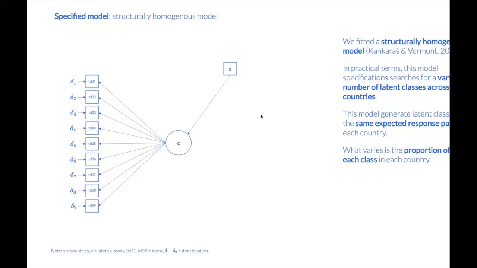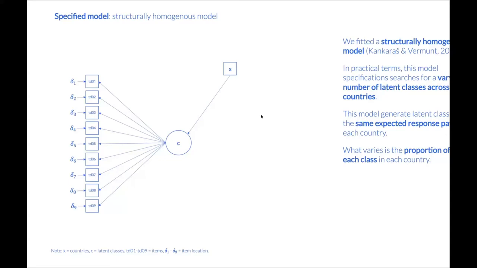Then we have two different choices to compare countries. The first model is what is called the structurally homogeneous model. In the structurally homogeneous model, you allow that the countries can have a direct effect over the latent variable, but not onto the indicators. This assures you that the response pattern per each latent class is common. So when I find a student from latent class 1 in country A, and a student from the same latent class in country B, we're talking about the same response pattern.